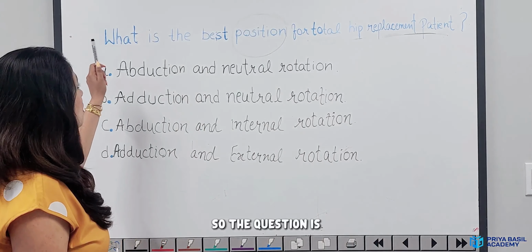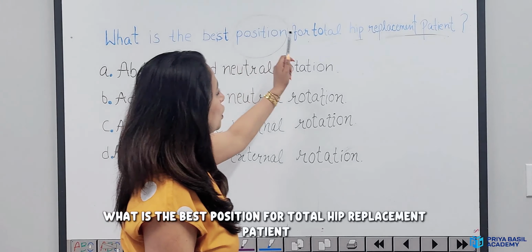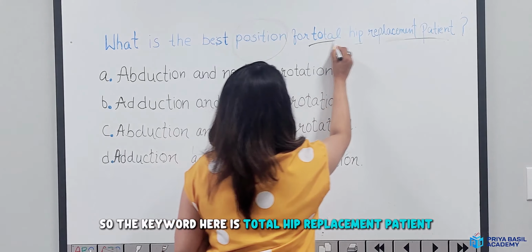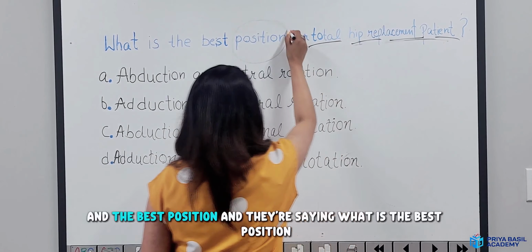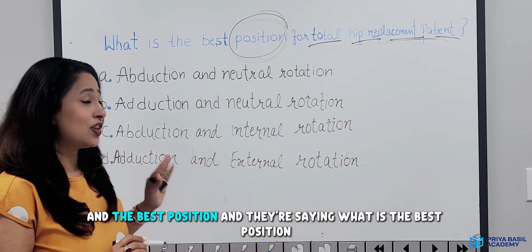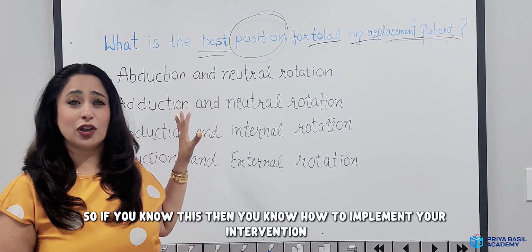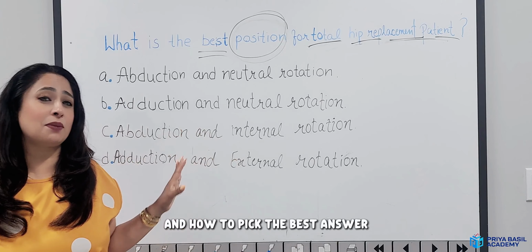So the question is, what is the best position for a total hip replacement patient? The keywords here are total hip replacement patient and best position. If you know this, then you know how to implement your intervention and how to pick the best answer.